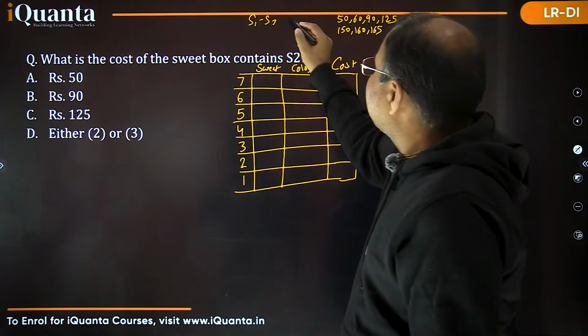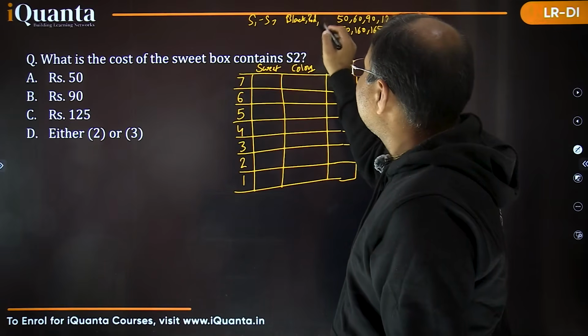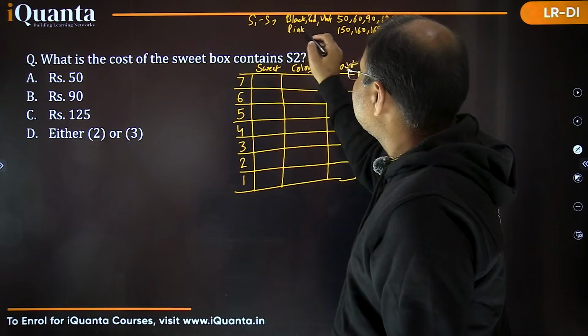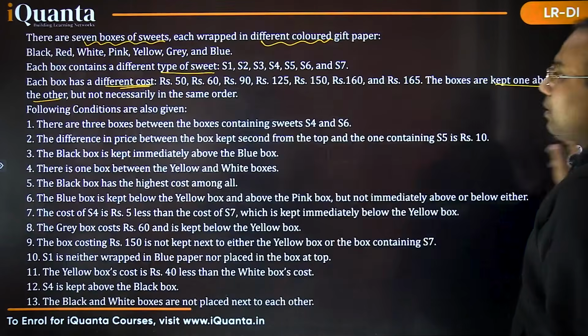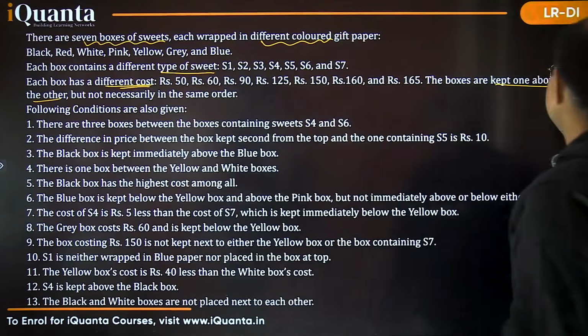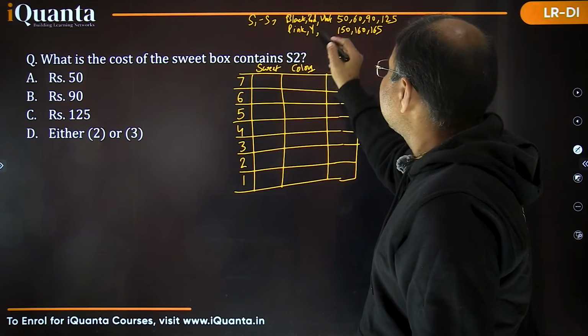So black, red, white, pink. What else? Black, red, white, pink. And after that we have yellow, gray, blue. Fine. So yellow, gray, blue.